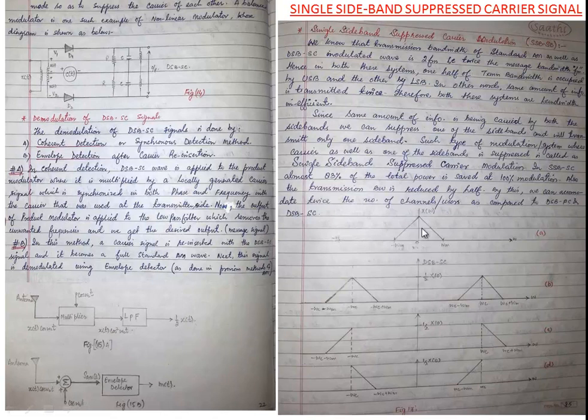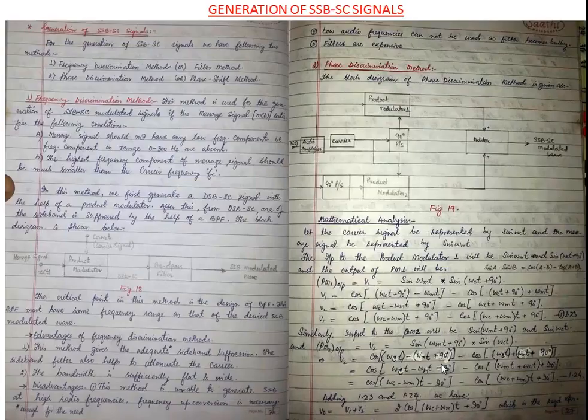This is the Fourier transform of the message signal. This is your DSB-SC system representation. This is the single sideband suppressed carrier system where only the upper sideband is transmitted. This figure gives us the single sideband suppressed carrier where only the lower sideband is being transmitted.